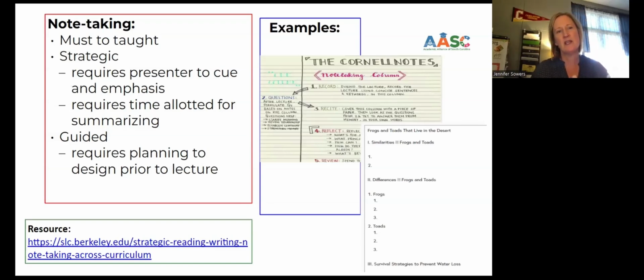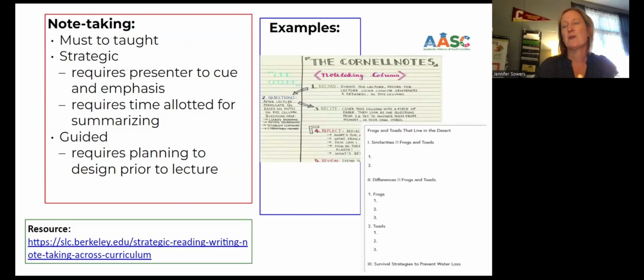The thing about note taking is I think especially once you get to the middle and I'm sure high school level, it is assumed that we all know how to take notes. But those of us that are teaching kids with disabilities or just teaching kids in general know that they don't just know how to do this. This must be taught.